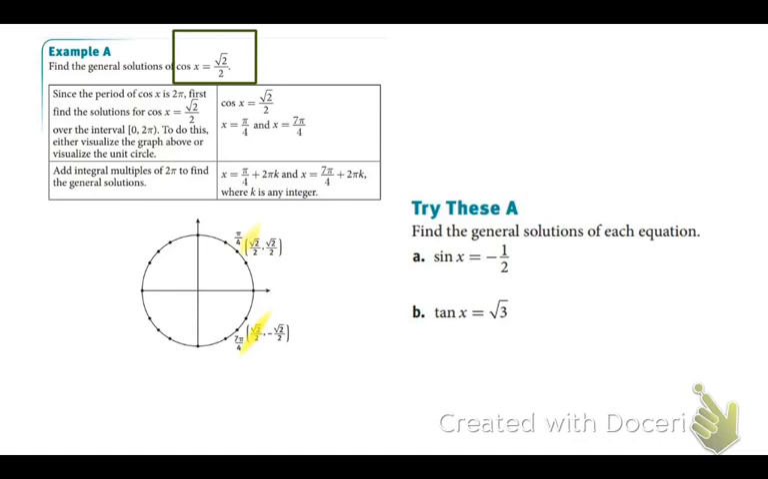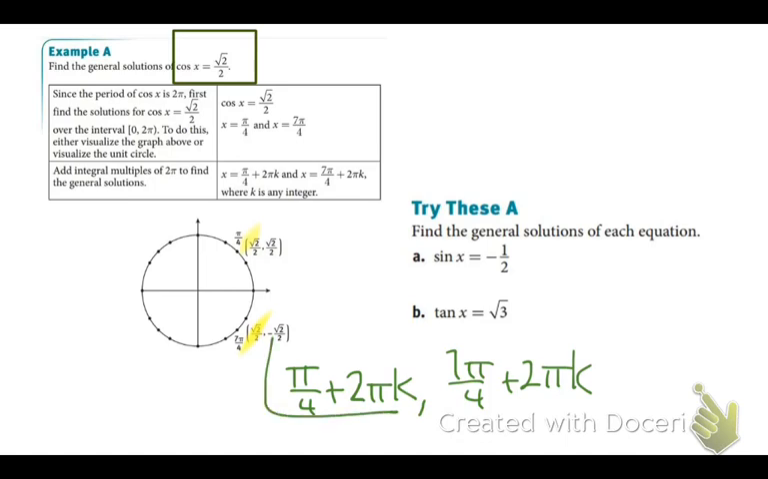So now we're going to take those two and we're going to write a general solution. So I'm going to have my pi over 4 plus what? 2 pi k. And we're going to have the 7 pi over 4 plus what? 2 pi k. So this would be our general solution to our initial equation here. Okay?